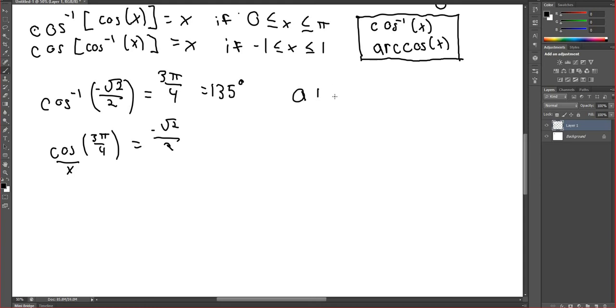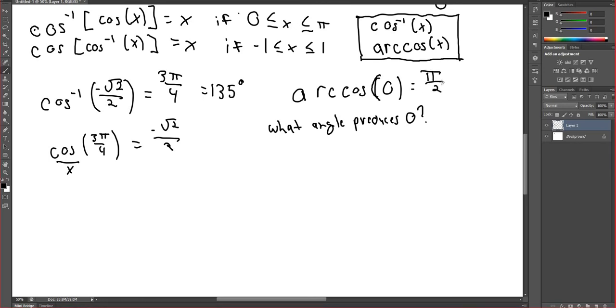So then, same idea. What would be arc cosine of 0? So what angle produces this x coordinate? Pi over 2. Yep. Alright, a few people aren't here, so this is just pi over 2. So cosine inverse of negative half.